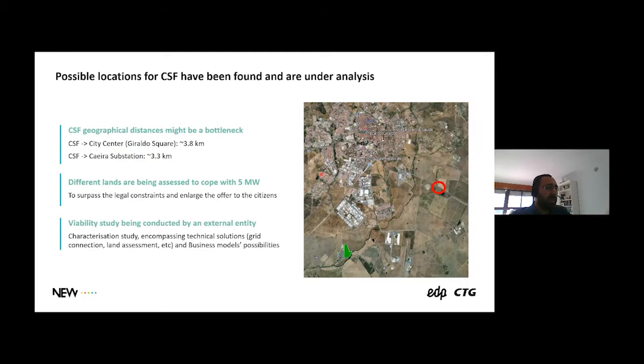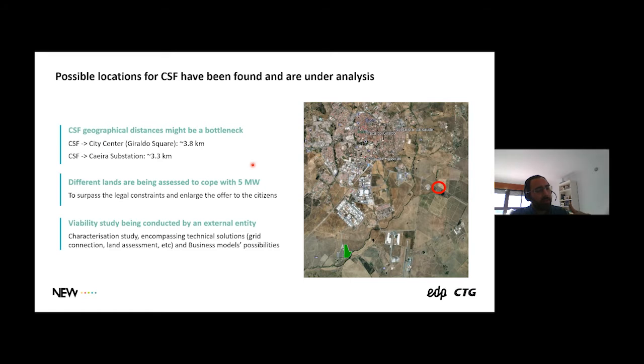On this, as I mentioned, this solution is still a bit more raw than the previous one. But I want to highlight just 3 key facts over here, which is the fact that the community solar farm, or at least the first land in which we are indeed studying the deployment of this community solar farm, is located at around 4 kilometers from the city center, which could be a potential bottleneck, and also it is located around 3 kilometers from the nearest substation.